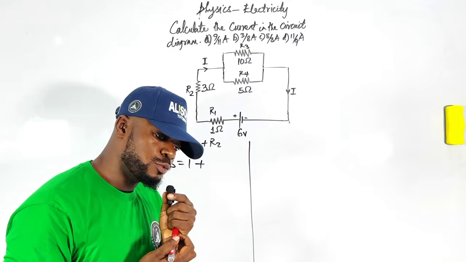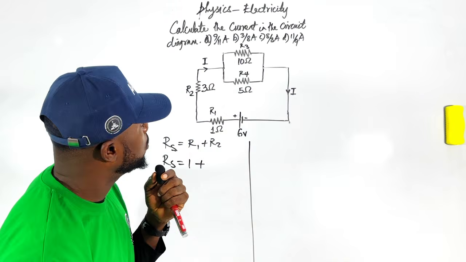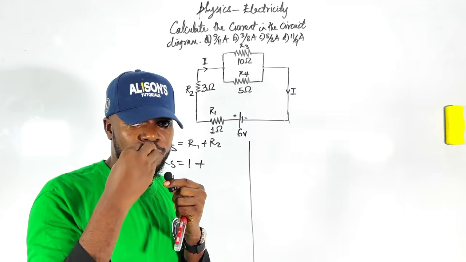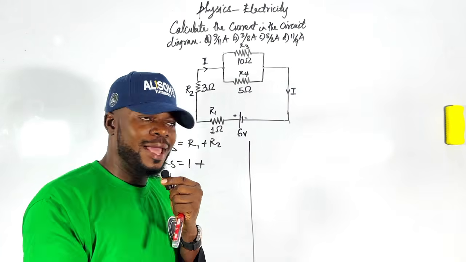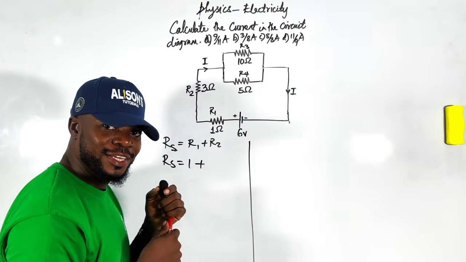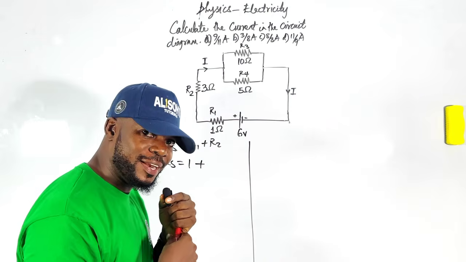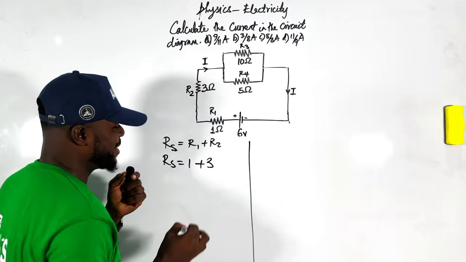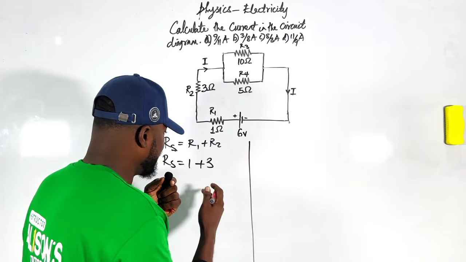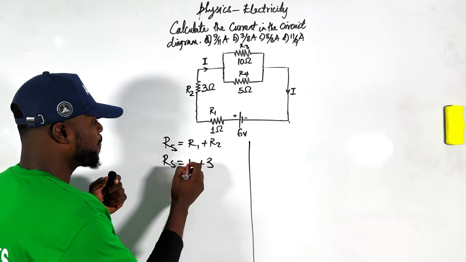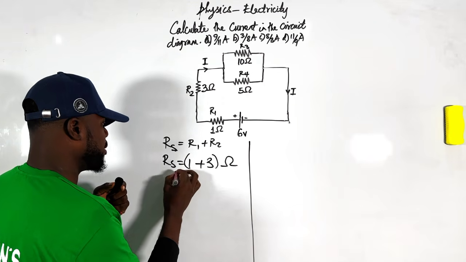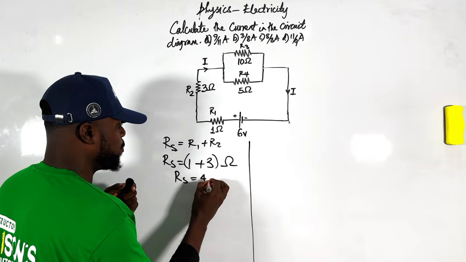What will be the value of the R2 resistor? 3. Remember, everything here is in ohms. So if you add 1 plus 3, the answer is 4 ohms.